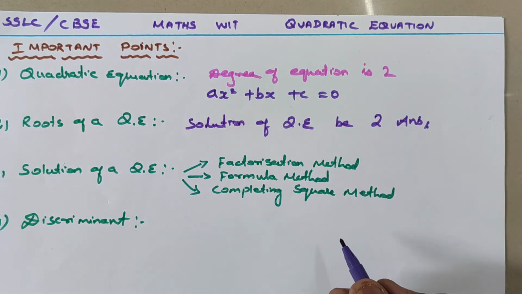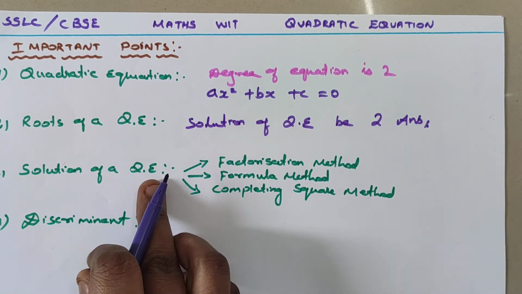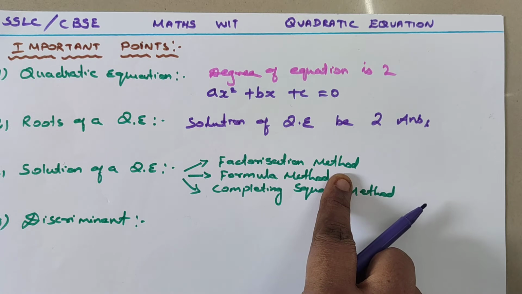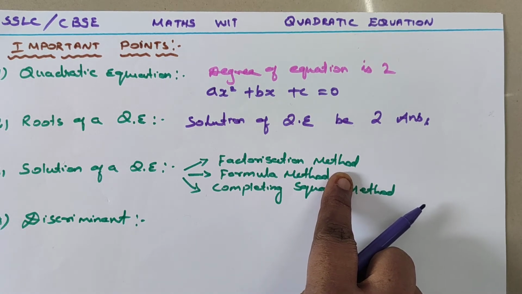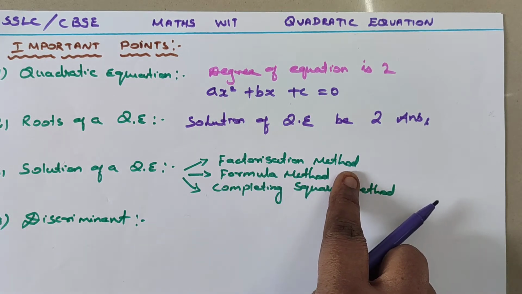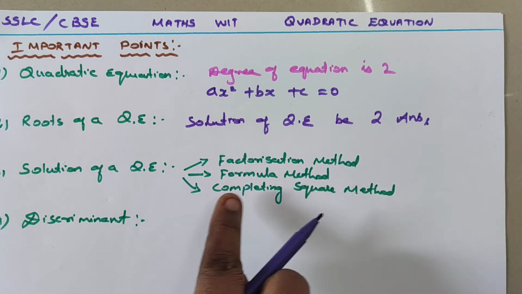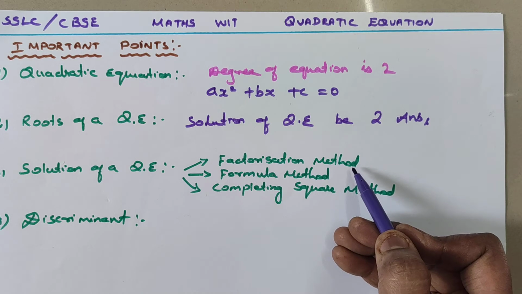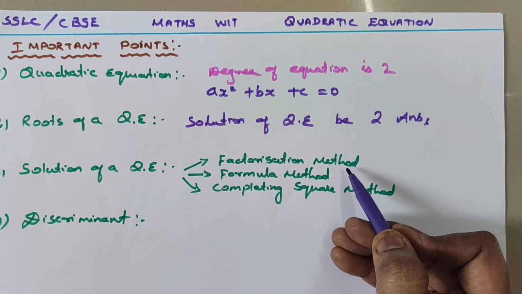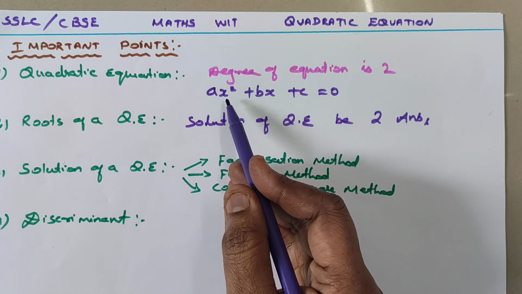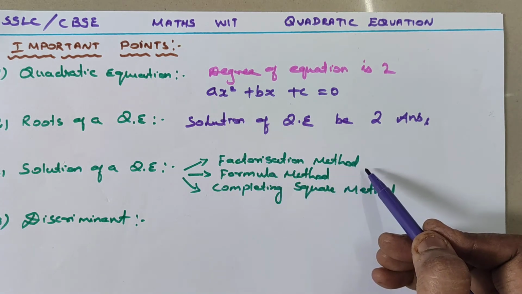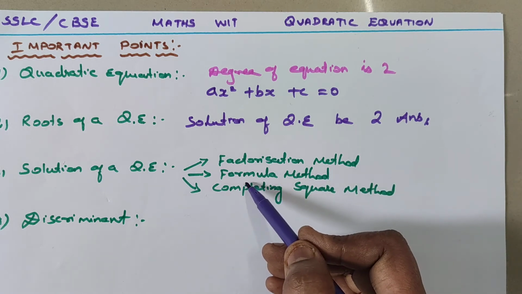Is it clear children? Next, the solution of the quadratic equation can be found by 3 methods. First one is the factorization method. You have already seen this in smaller classes, from 6th onwards you will be using this factorization method. Next the formula method, then the completing square method. In the factorization method you will be using the factors to find out the x value, because x is the variable.